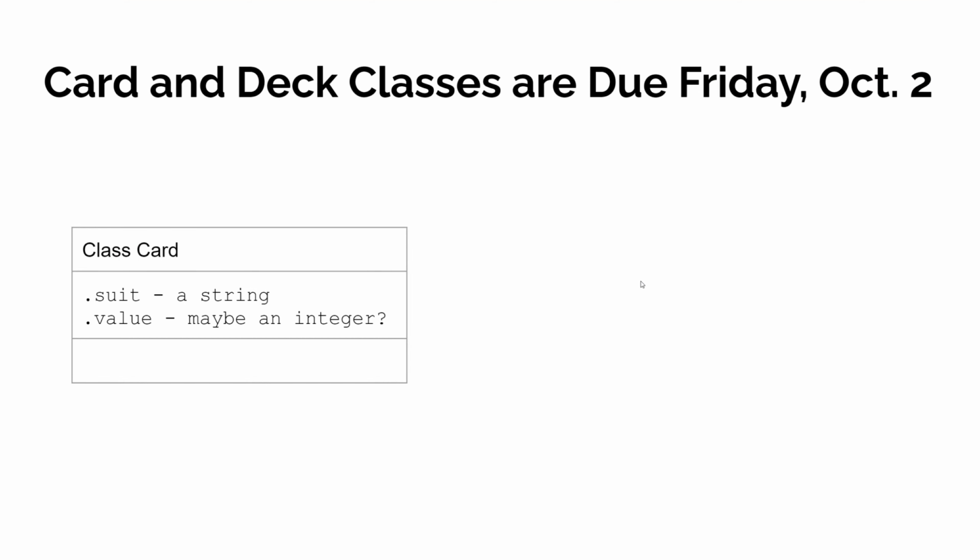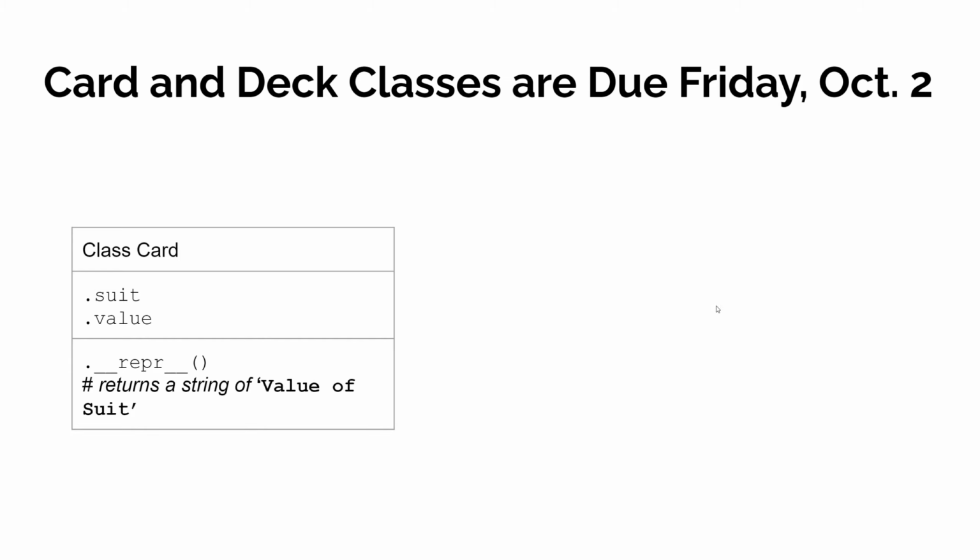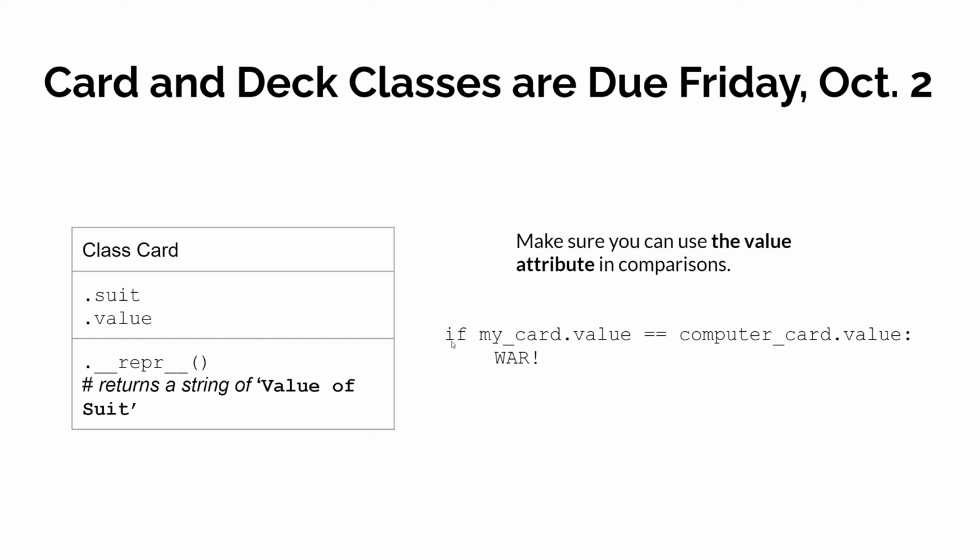So when we have class card and we've got suit and value figured out, we need to have a wrapper method as well. And it should always return this string, value of suit. An example would be 7 of spades, jack of clubs. Okay? That's the string you should be giving me back. I don't want anything else. Every card in the deck is an instance of the card class. Make sure you use the value attribute in comparisons. An example would be if my card.value is equal to computer card.value, we're going to enter that war state.